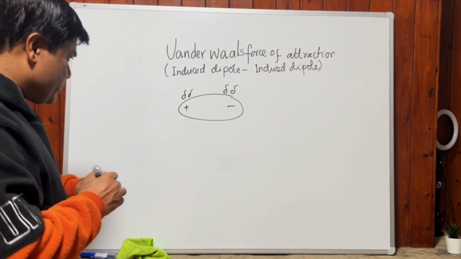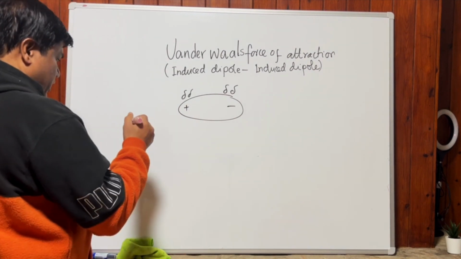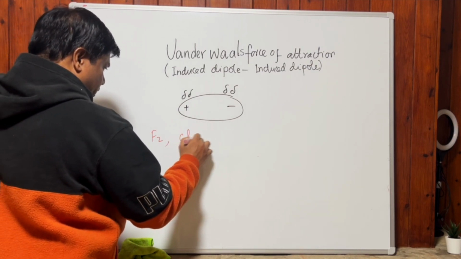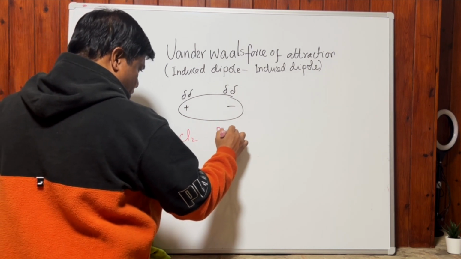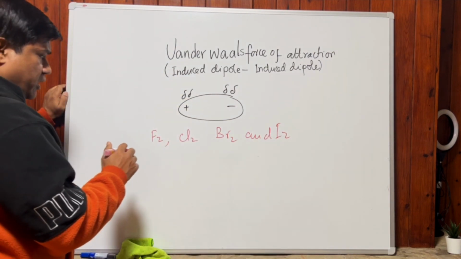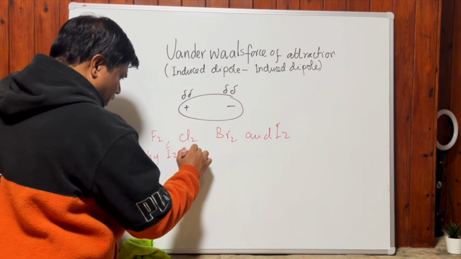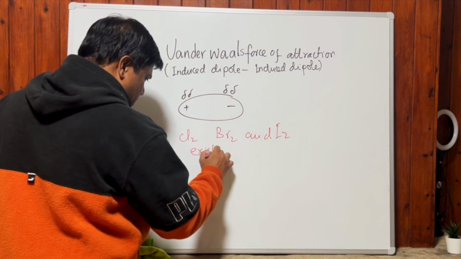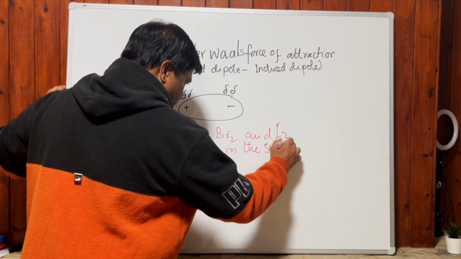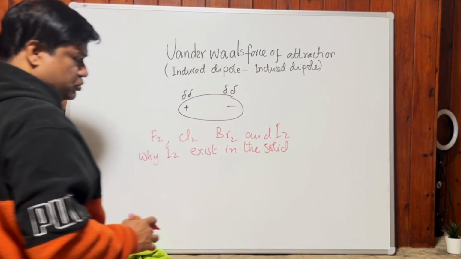Now look at that question. Look at the halogens: fluorine, chlorine, bromine, and I2. It's a past paper question. Why does I2 exist in the solid form? That's the gas, that's the gas, liquid at room temperature, and solid at room temperature.